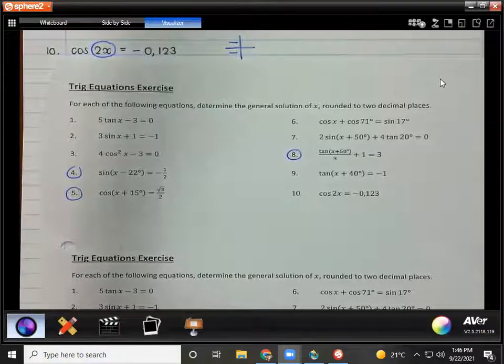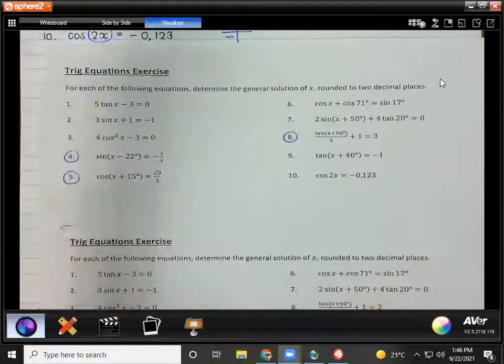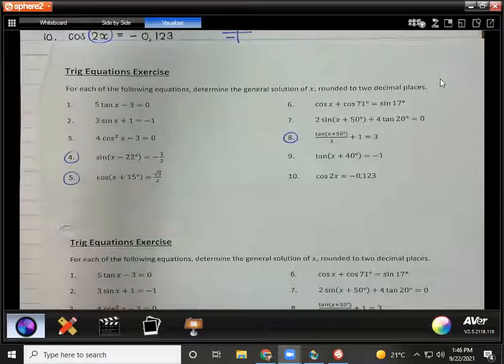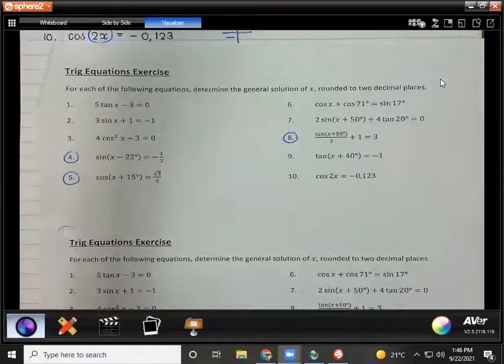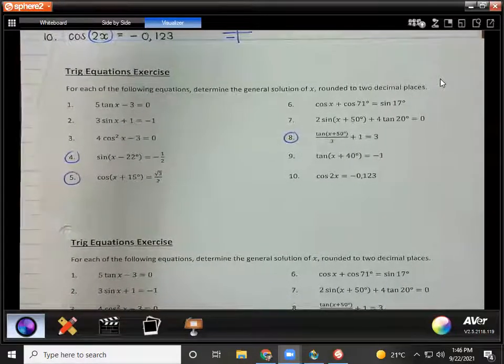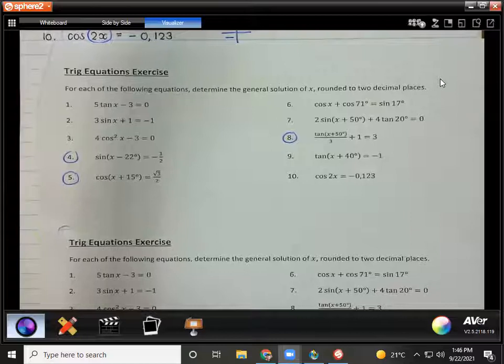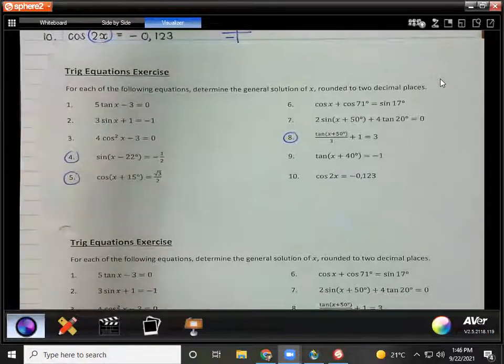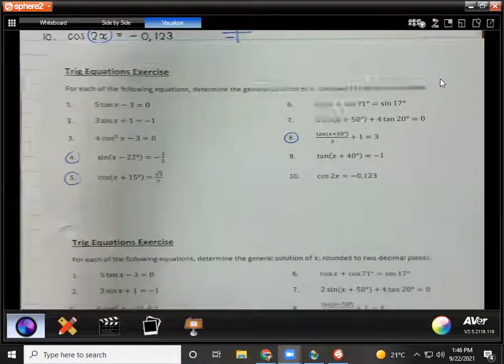All right, let's get going, guys. Yes. Or you'll plus 22 at the end. Yes. So to your general solution, you're going to add 22. Yes, exactly.